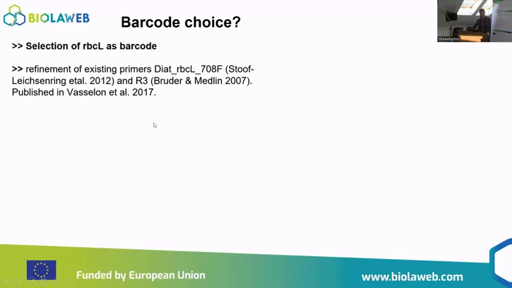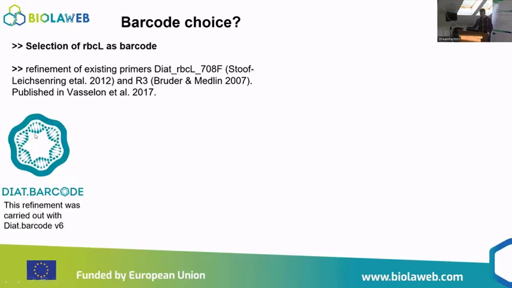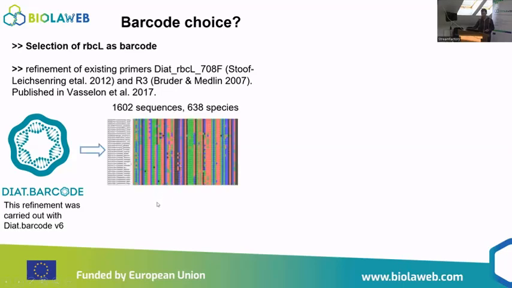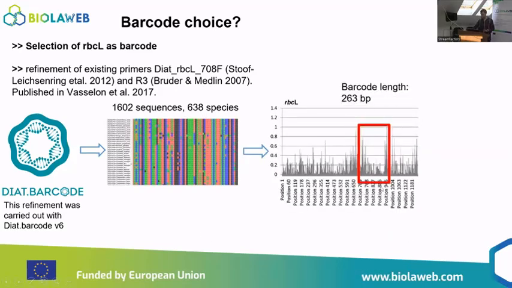And in fact, we refined the existing primers which were proposed by Stoof-Leichsenring in 2012 and Bruder and Medlin in 2007. In a paper of Valentin Vasselon, 2017, what we did, in fact, we took the reference database, so Diat.barcode, at that time version 6. We made an alignment. So we had 638 species, and we selected a particular region.